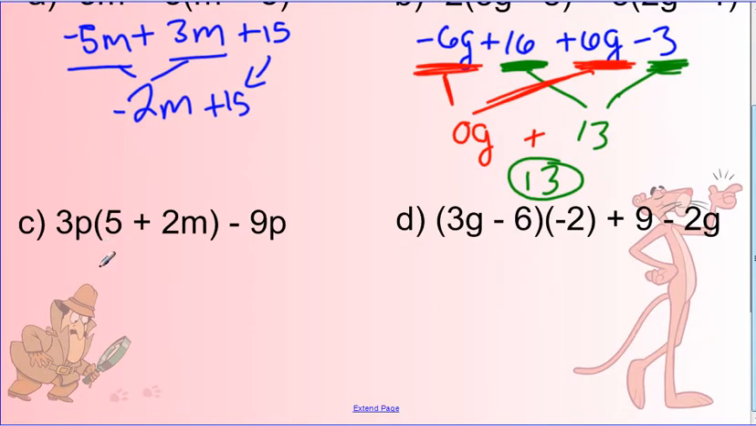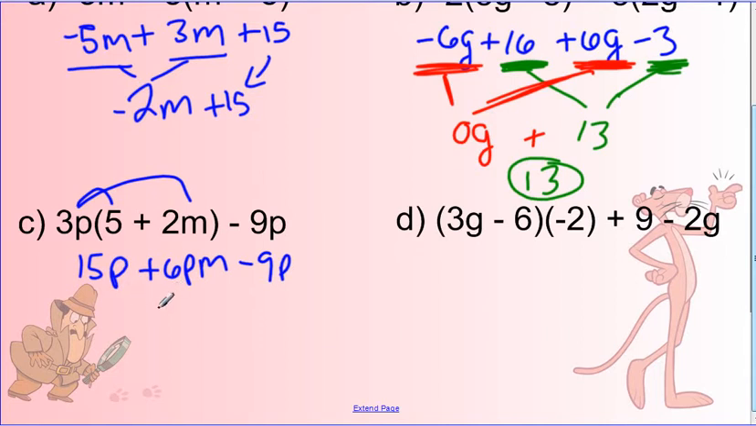Moving on down, letter C. We're going to start by distributing, so we draw our rainbows in here. This gives us 3 times 5 is a positive 15p. 3p plus 2m, well, 3 times 2, both positive, is a positive 6. And this p times the m just gives you pm. And this negative 9p, well, he just kind of comes along for the ride. He's not being distributed.